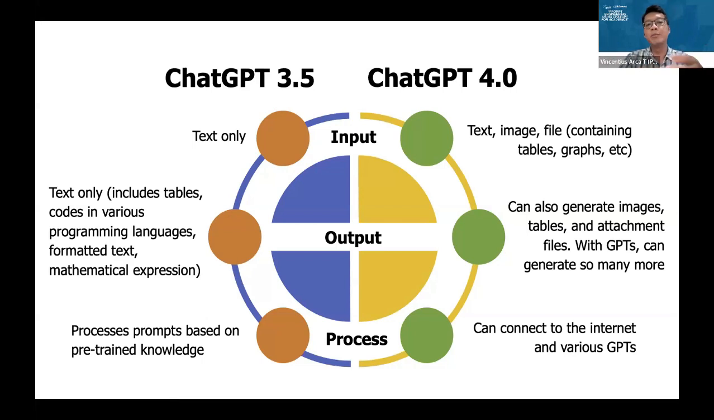And then from the output aspect, ChatGPT 3.5 is only capable of responding with text, even though it can include tables, code in various programming languages, formatted text, mathematical expressions, but still they are only text. But with ChatGPT 4.0, they can also generate images, tables, as well as attachment files.